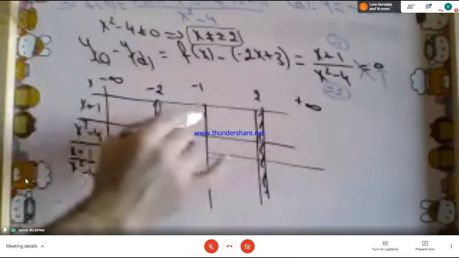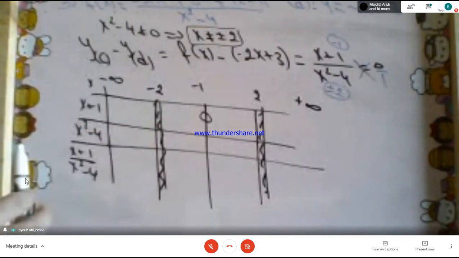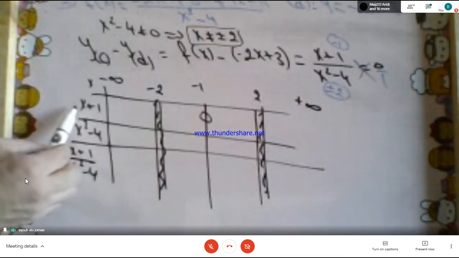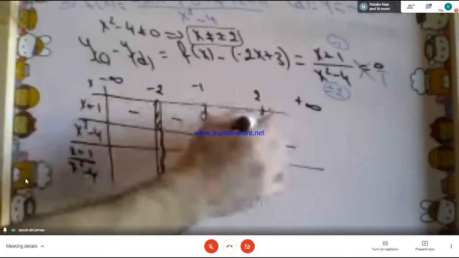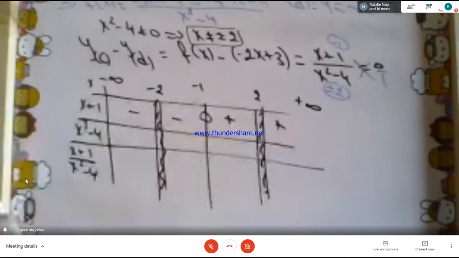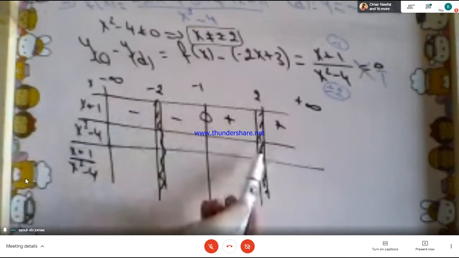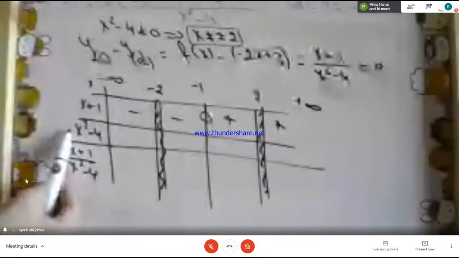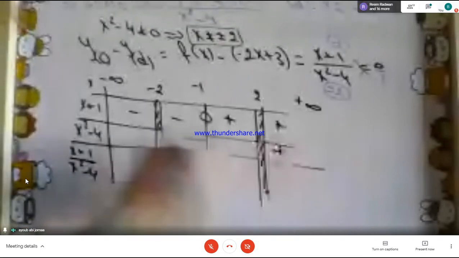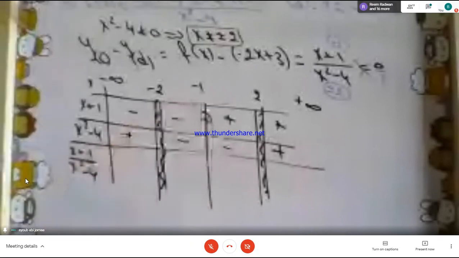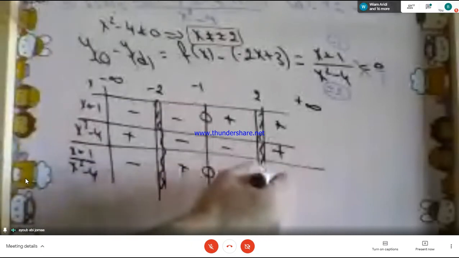Now x plus 1 is 0 at x equal negative 1. The coefficient of x is 1, positive. So before the root it is negative, after the root it is positive, because it's linear. Now x squared minus 4, the roots negative 2 and 2, it is quadratic. The coefficient of x squared is positive, so positive outside the roots, negative between the roots. Now the ratio: negative, positive, 0, negative, positive.